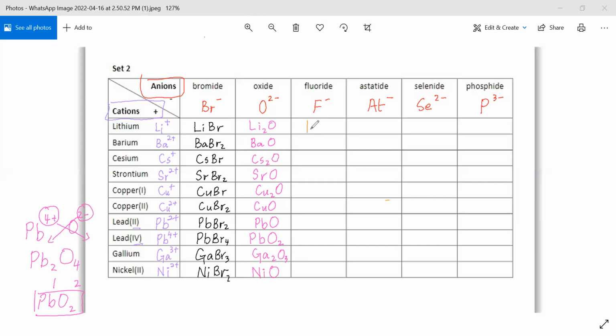Now fluorides, we can go fast, right? LiF. Ozan? BaF2. Then CsF. Fluoride, CsF, perfect. SrF2. Okay. CuF. Okay, good. CuF2, right? Next. PbF2. PbF2, okay. PbF4. Okay, perfect.